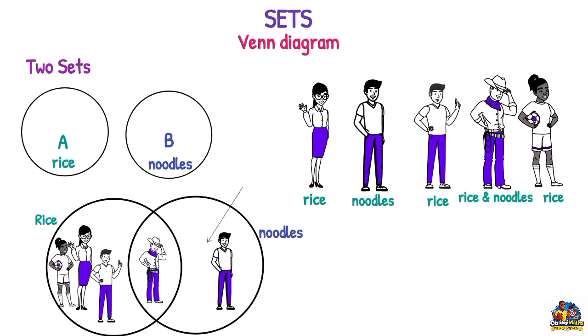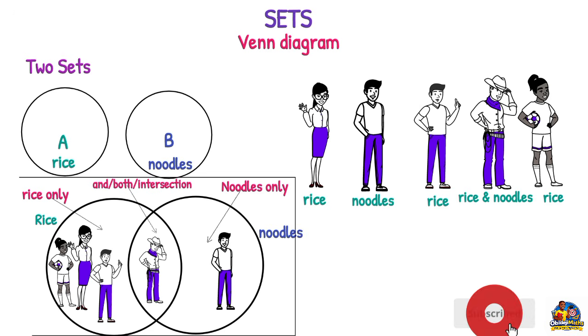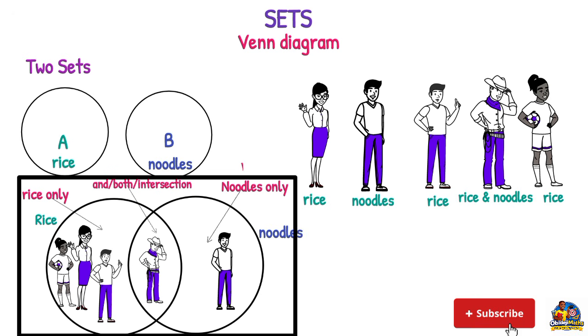Now look at that arrow. The only person that is there loves noodles only. Then these 3 people love only rice. They don't love noodles. Now the person at the center loves rice and also noodles. So that's the intersection, and it is usually used to represent intersection. Now this box represents the universal set.